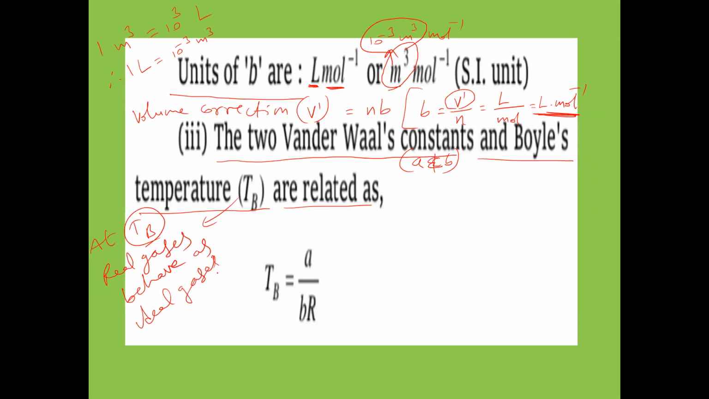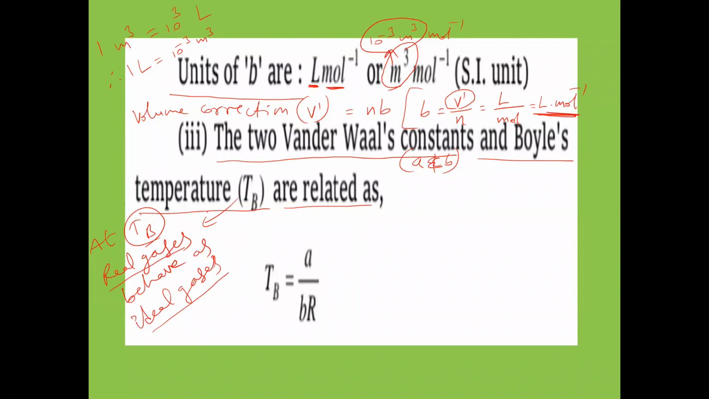Okay, so the real gases behave like what? Ideal gases. That means the real gases start behaving like ideal gases when the temperature reaches the Boyle temperature. For every gas, there will be a particular value of Boyle temperature. So at the Boyle temperature of a gas, that gas will behave like an ideal gas. That is Boyle temperature.